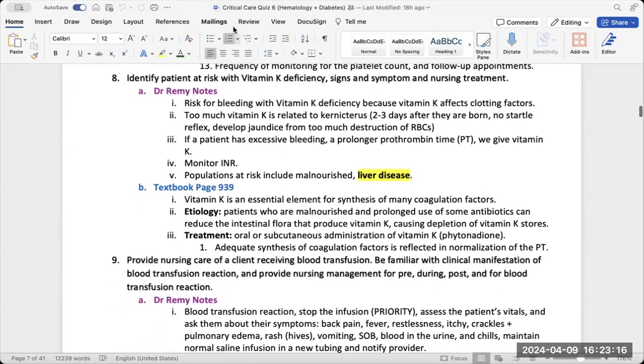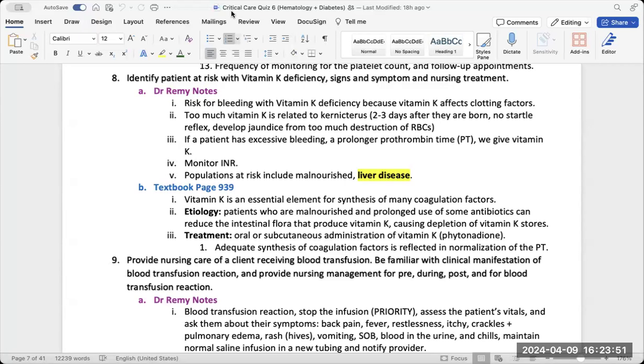So the next question is to identify patients at risk for vitamin K deficiency, signs and symptoms, and nursing treatment. When we're talking about vitamin K, vitamin K affects clotting. So when we have good vitamin K, we're able to clot and stop bleeding. If we don't have enough vitamin K, we are at risk for bleeding. So we already see all the signs and symptoms that we can have and what it can do to the patient's body.